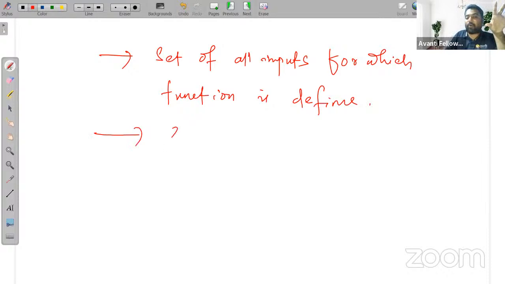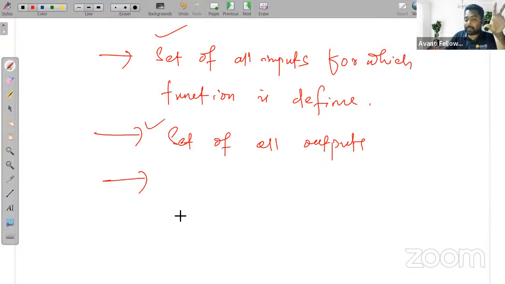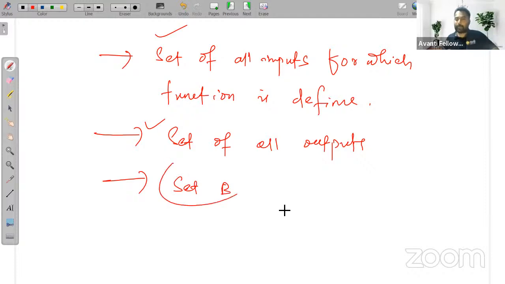Range is the set of all outputs. And what is the codomain? The whole set, the largest set present. The whole set B is my codomain. This is my domain, this is my range, and this is my codomain. I hope this is clear to all of you. So what is domain, range, and codomain?